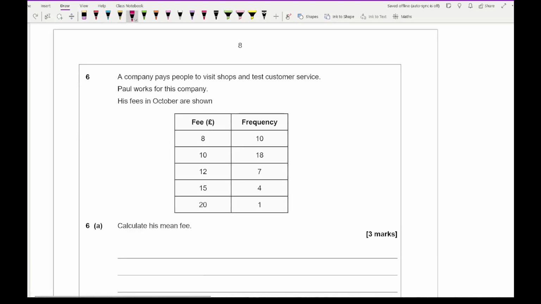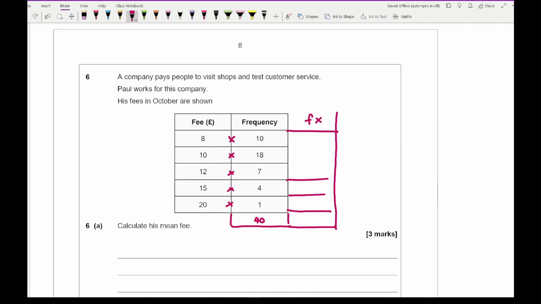So the first thing we need to do is add all of these numbers up in the frequency column, which comes up to a total of 40. Then I need to create an FX column, in which all I need to do is multiply the first column by the number in the second column. So this is going to give me 80, 180, 72, 60, and 20. And if I add all those numbers up, I get 424.